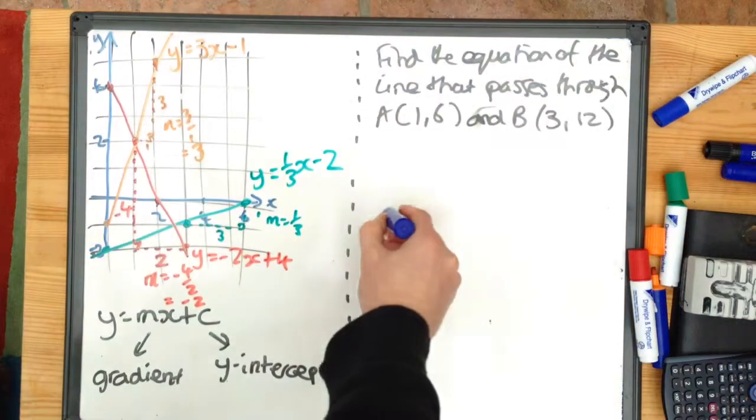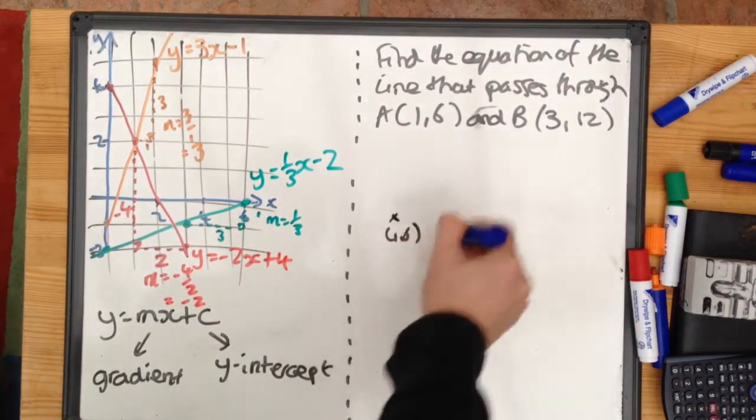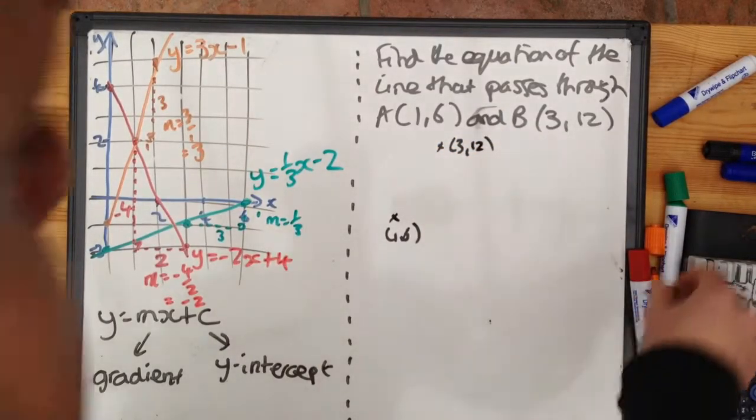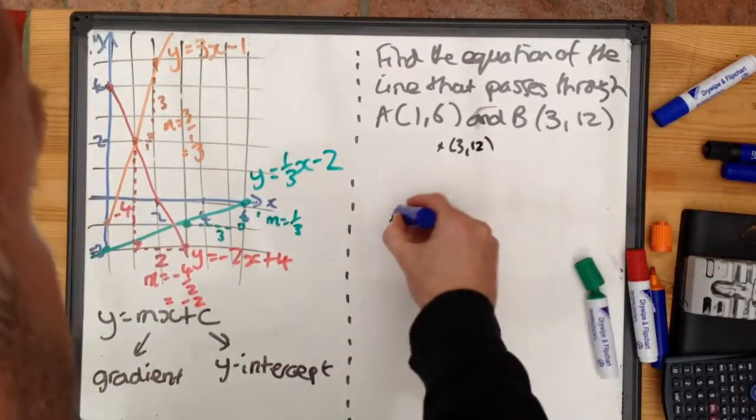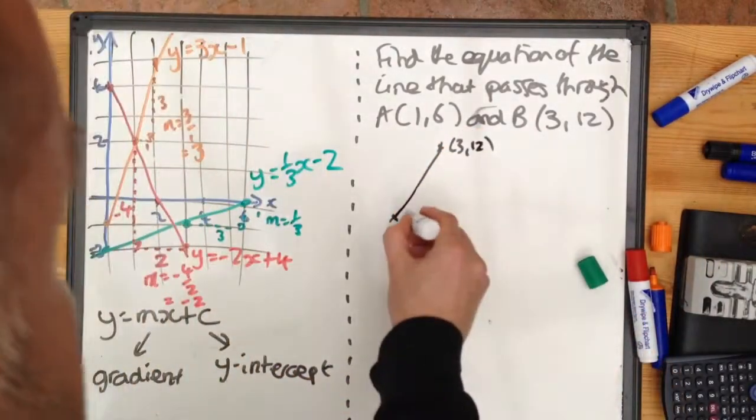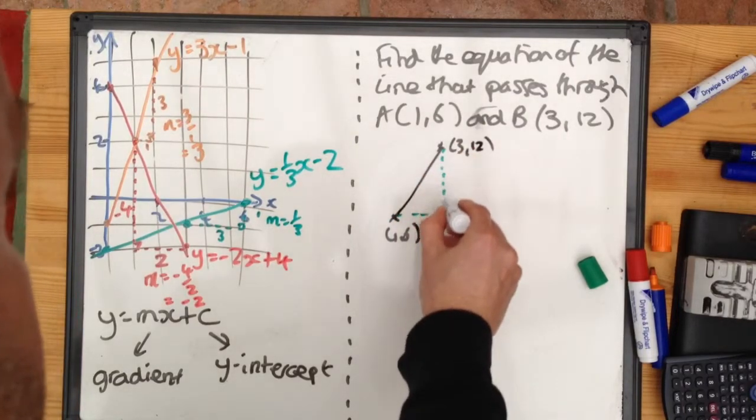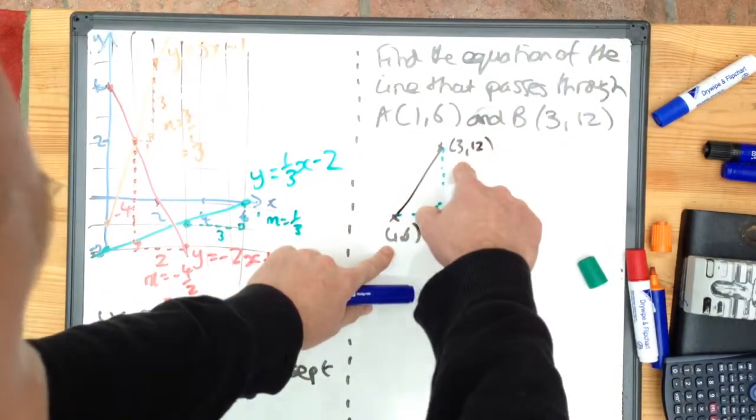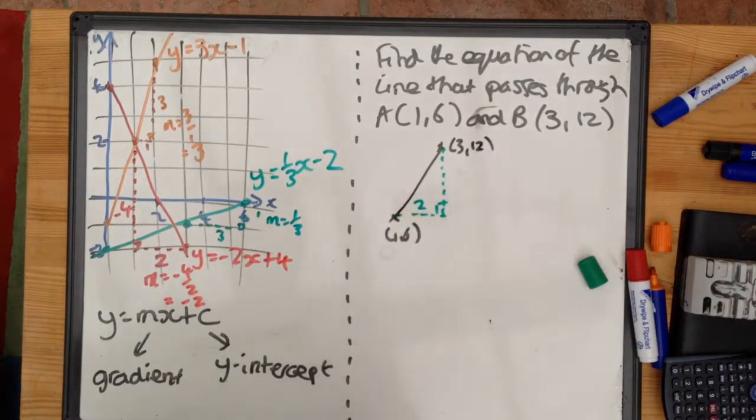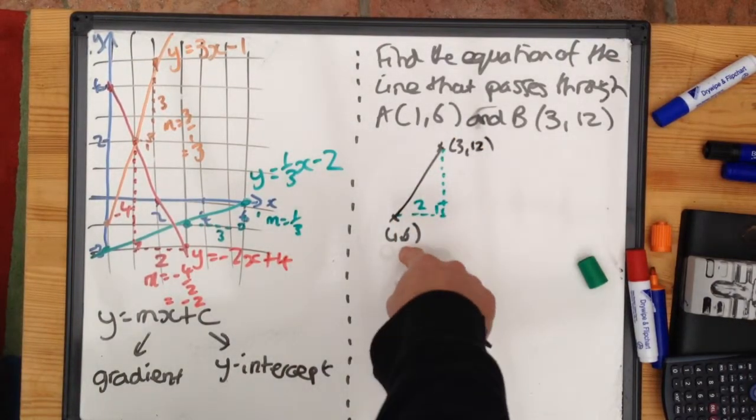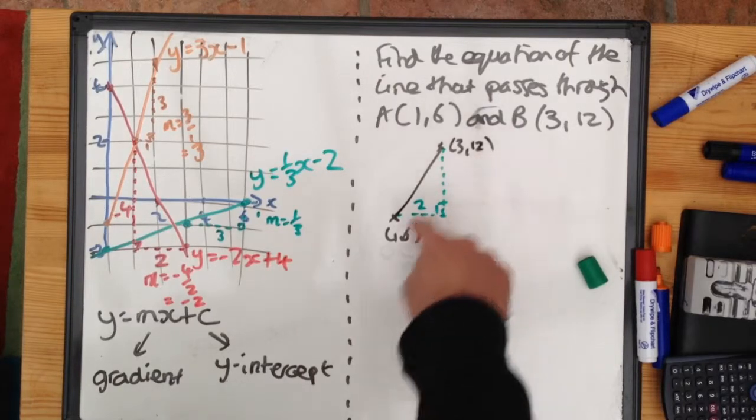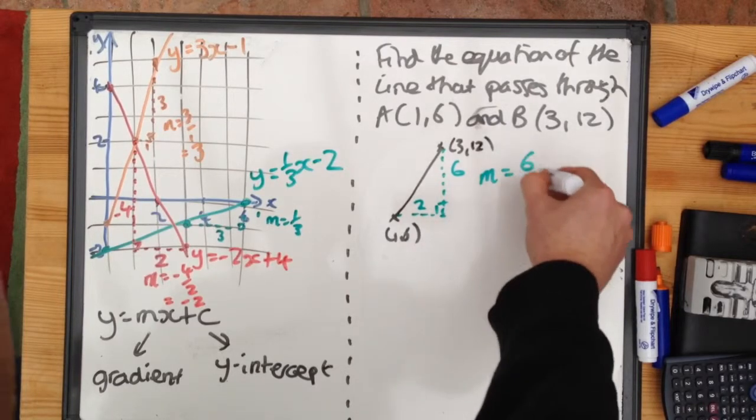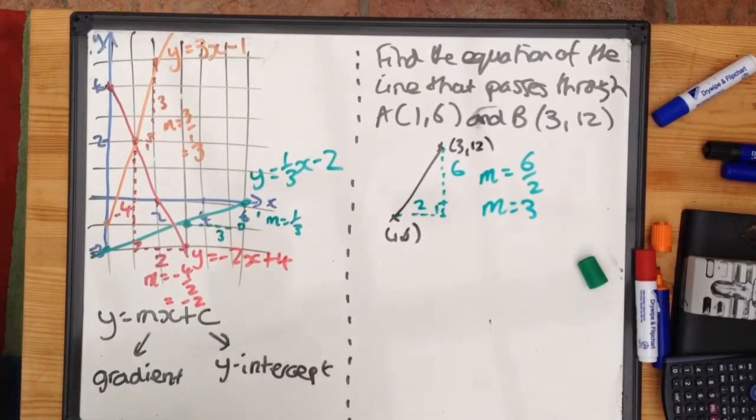So A is roughly down here at 1,6, and B is up here at 3,12. Now, the gradient is vertical divided by horizontal. So that's the line that goes through it. My horizontal distance is from there to there. My vertical distance is from there to there. I can work out what this distance is by looking at the x-coordinates. It starts at x as 1, goes to x as 3, so that's 2. Looking at the vertical distance, it starts at y as 6, ends up at y as 12, so 12 take away 6 is 6. And from that, I get my gradient, which is 6 divided by 2, so the gradient is 3. So, a good start.